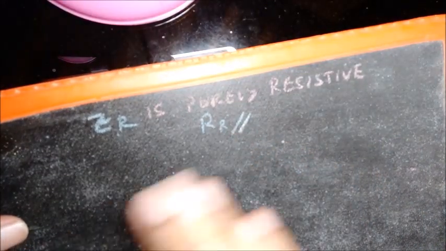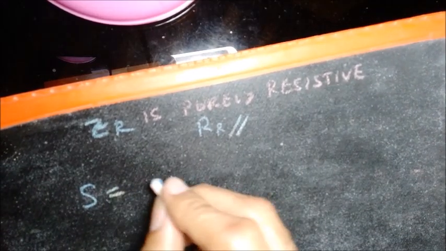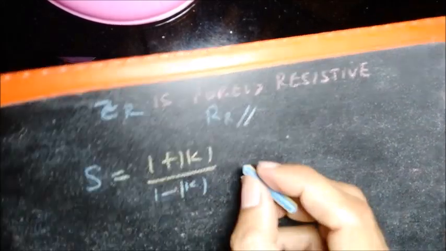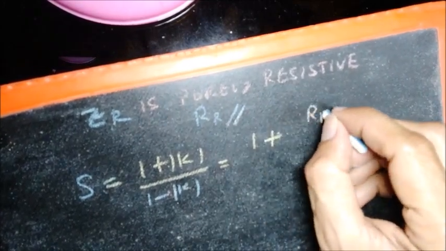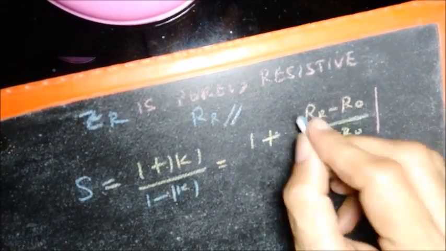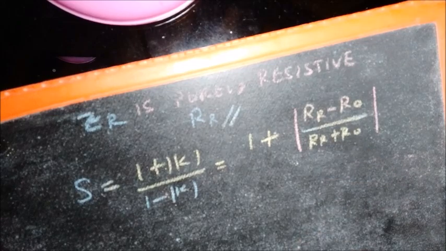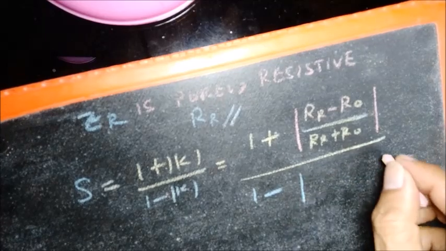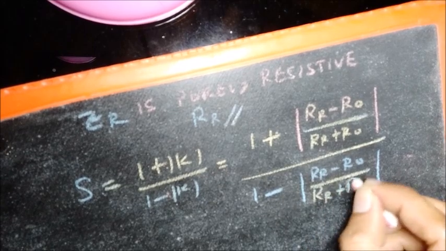It's purely resistive. When this happens, the standing wave ratio will be 1 plus magnitude K divided by 1 minus magnitude K, which we saw a short while ago. This becomes 1 plus the magnitude of (RR minus R naught) divided by (RR plus R naught), because K is (ZR minus R naught) by (ZR plus R naught) and ZR is RR, purely resistive, divided by 1 minus the same thing, (RR minus R naught) divided by (RR plus R naught).